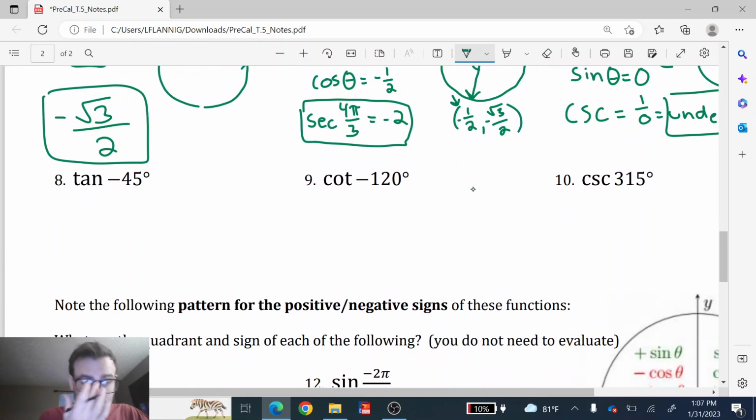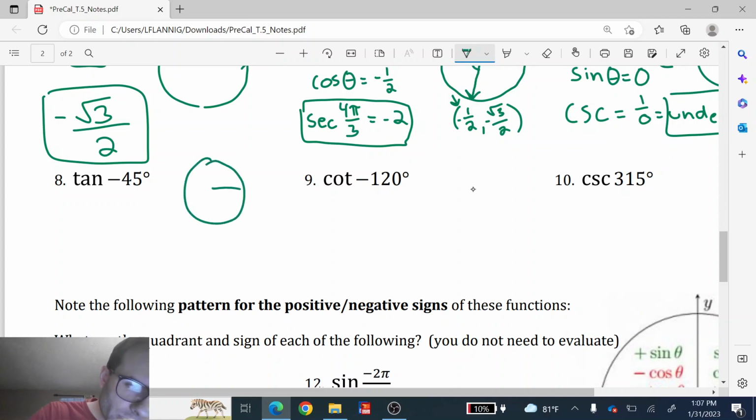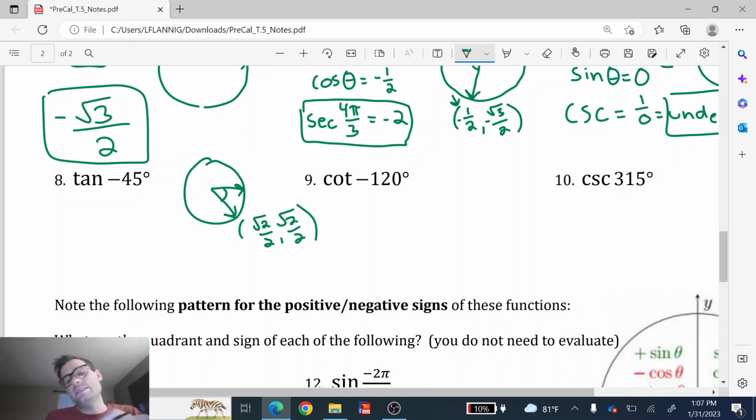Now we're looking at the tangent of negative 45 degrees. So again, all we're going to do is draw our circle. And this is negative 45, so it goes right here. This is the angle that's formed. Because it's a 45-degree family, we know it's going to be square root of 2 over 2, comma, square root of 2 over 2, and we just have to figure out which ones are negative. It's the y one, because it's in quadrant number 4. The x value is positive, and the y value is negative.